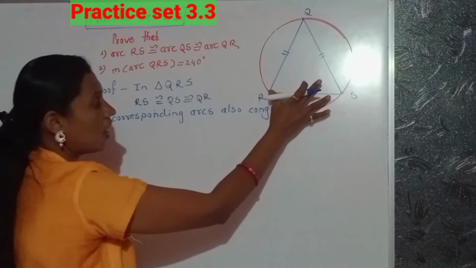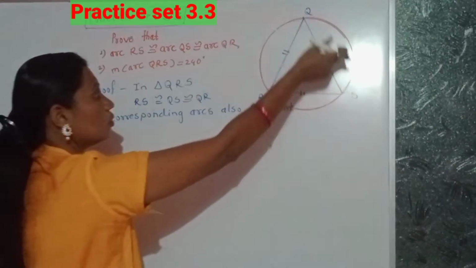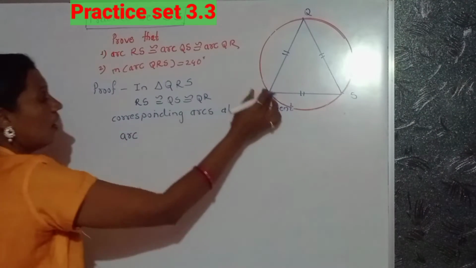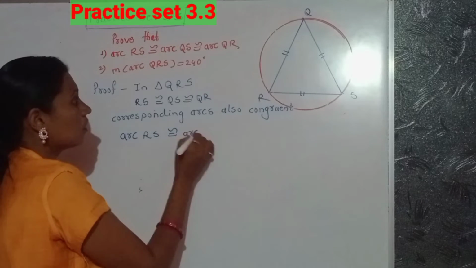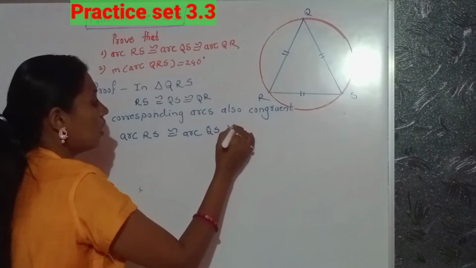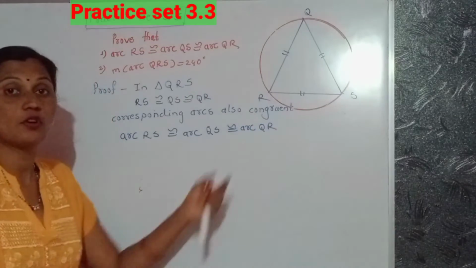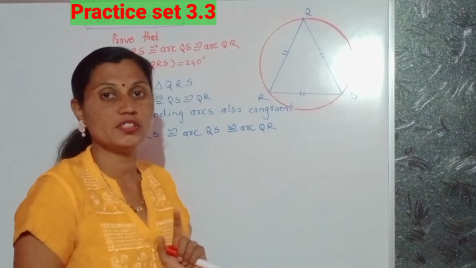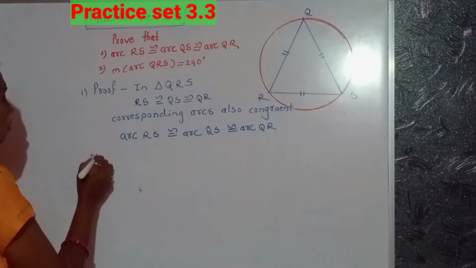RS is a chord. Arc RS is also congruent to arc QS and arc SR. Therefore, we can say easily that arc RS is congruent to arc QS, which is congruent to arc QR. What is the reason? If chords are congruent, then their corresponding arcs are also congruent with each other. In this way, we proved the first proof.